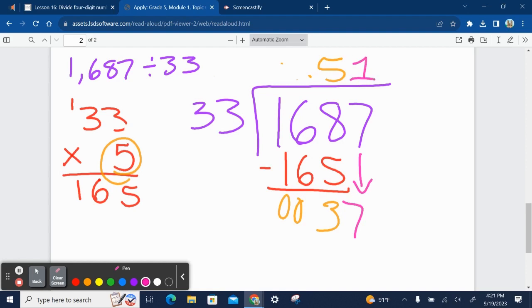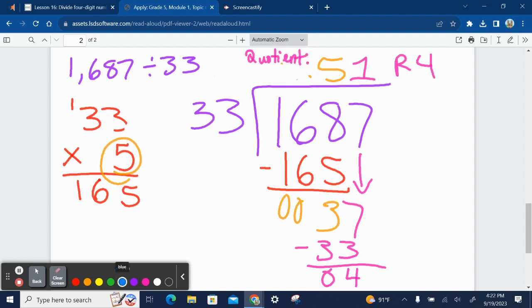So I know that 33 times 1 will equal 33. So I'm going to put my 1 over my 7. And I'm going to subtract 37 minus 33. 7 minus 3 is 4. And 3 minus 3 is 0. Now since there's nothing else to bring down, I know that I have a remainder of 4. So I write my remainder of 4 on the top, and I know that my quotient, which is my answer, is 51 with a remainder of 4.